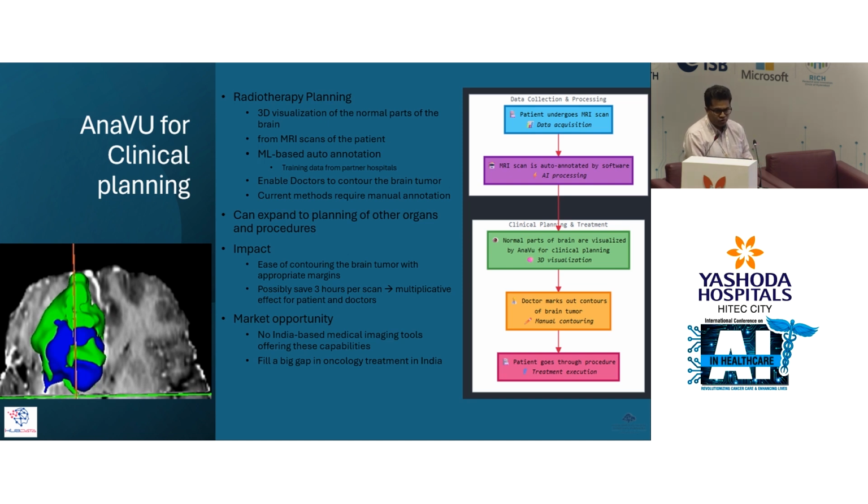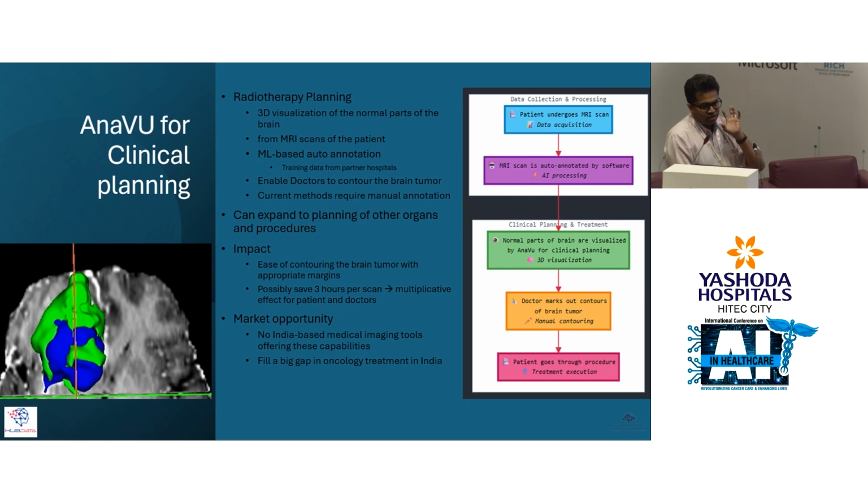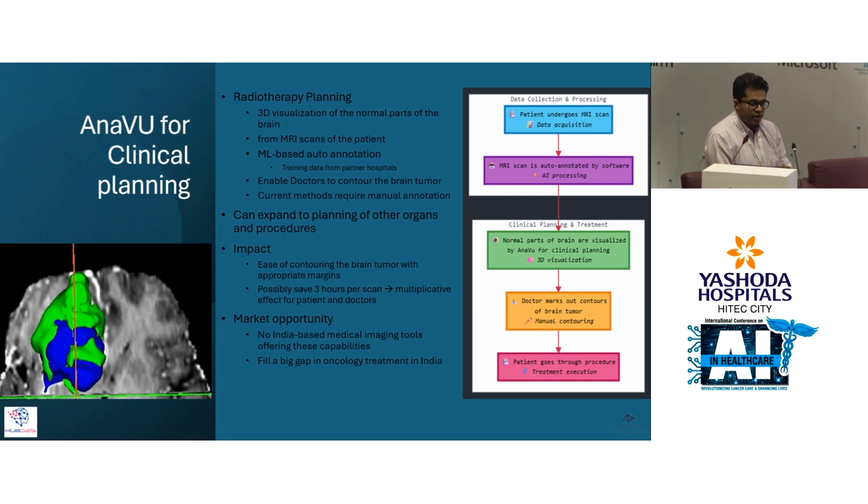For a patient with a brain tumor, they are quite interested in a 3D visualization of the normal parts of the brain. Ideally, the 3D visualization of the actual tumor itself. But at the very least, what we are looking to do is leverage the existing AnaVu stack to do a 3D rendering of the normal parts of the brain. So we start with taking the MRI of the patient and then do some auto-annotation of the brain parts. That is the part where we'll be using some ML. We're getting a lot of data from our partner hospitals to give us the training data set on which we build the auto-annotation piece.